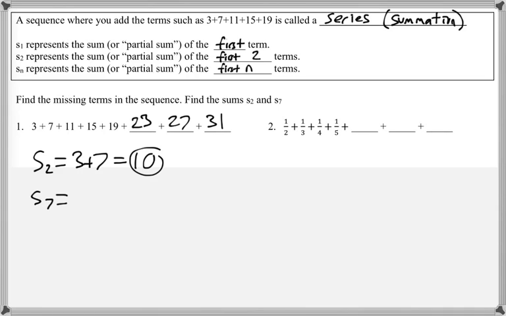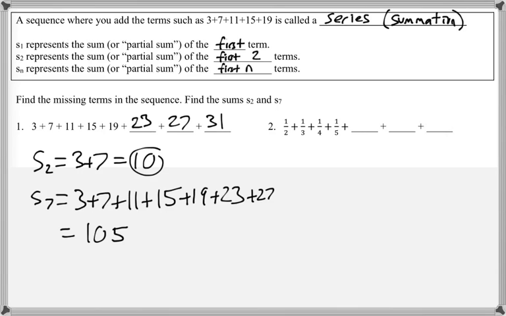S7 wants you to add up the first 7 terms in this series. So that would be 3 plus 7 plus 11 plus 15 plus 19 plus 23 plus 27, and that's going to get you 105.